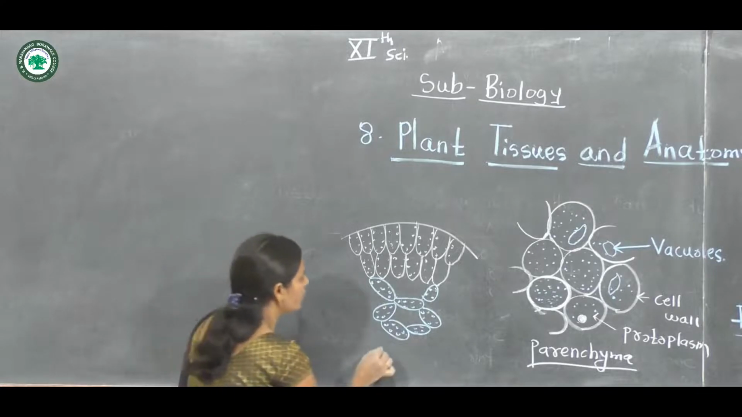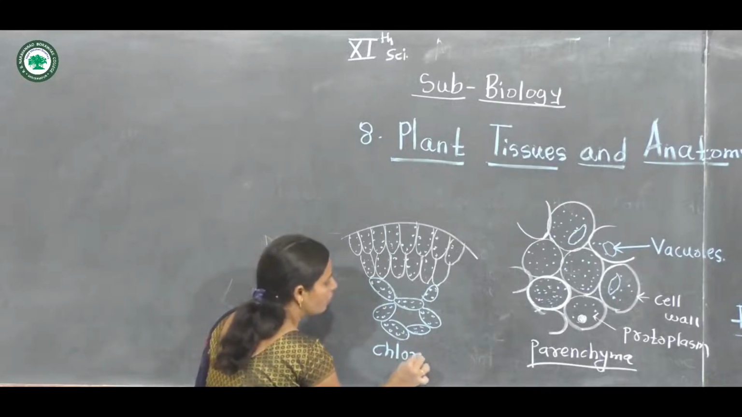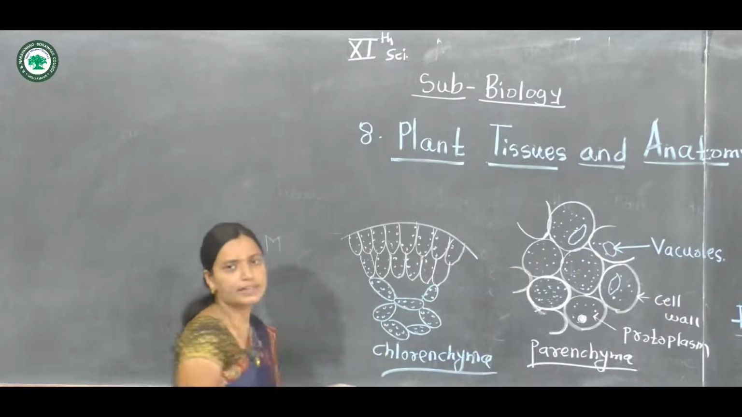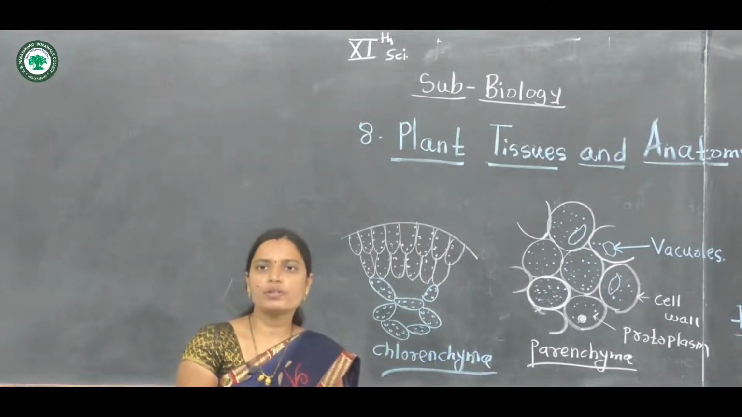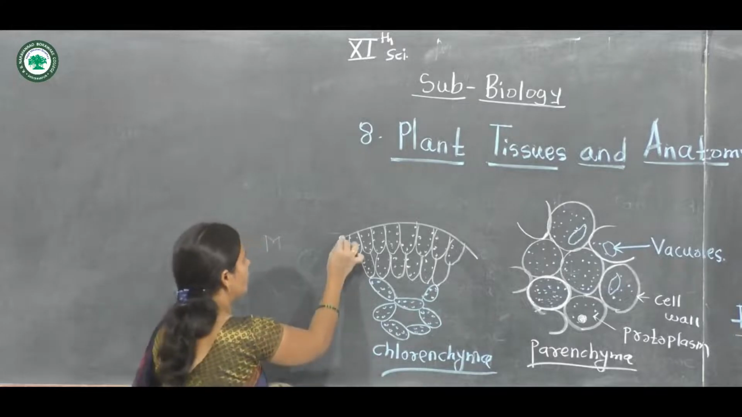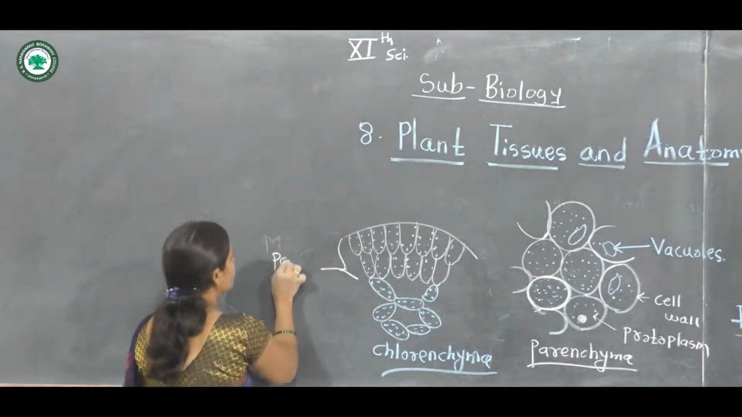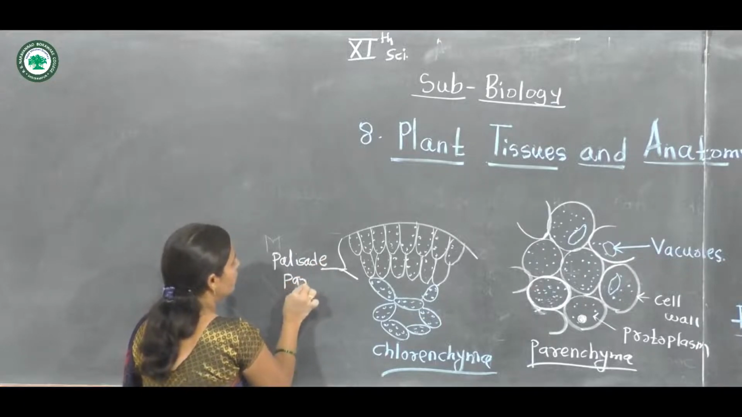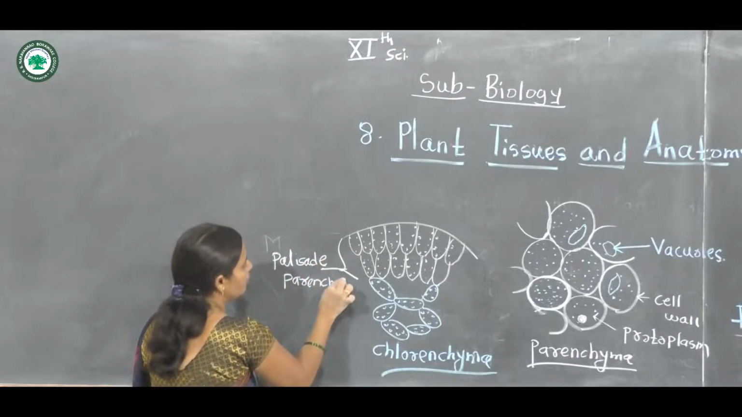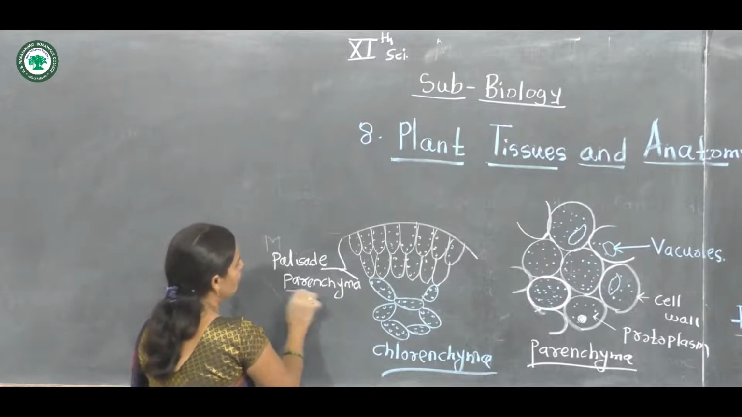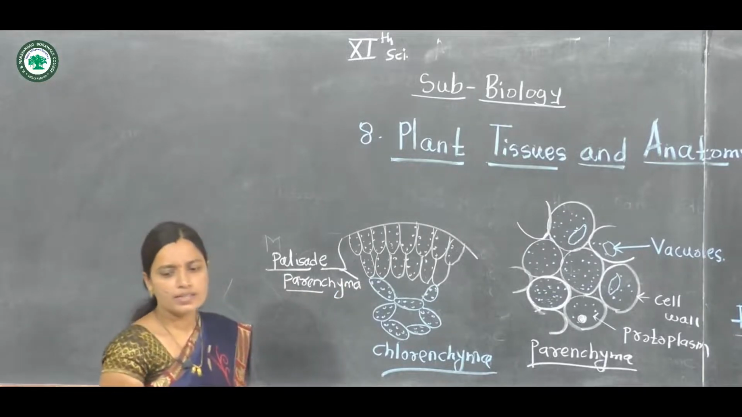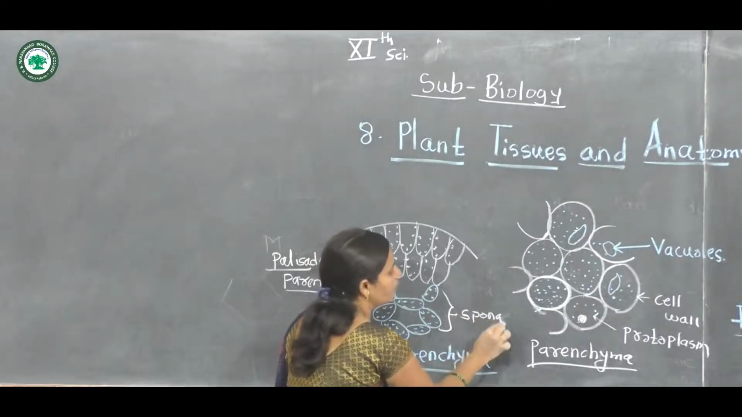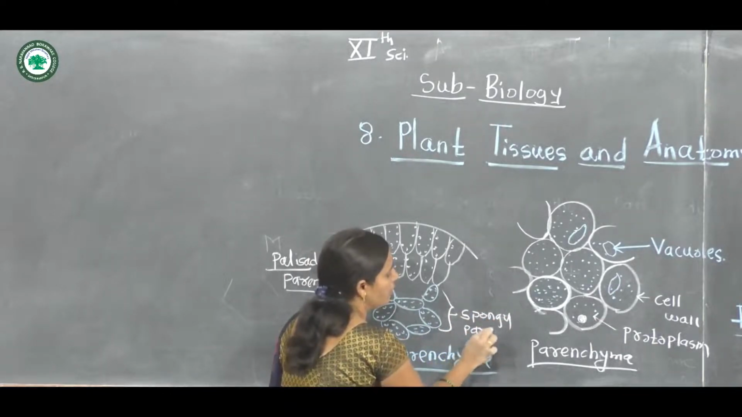In this, it is called the chlorenchyma cells, and these chlorenchyma cells are found as the palisade parenchyma. It is a palisade tissue, palisade parenchyma, and another type of cells is the spongy parenchyma.